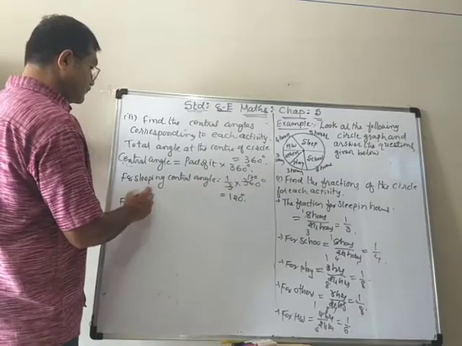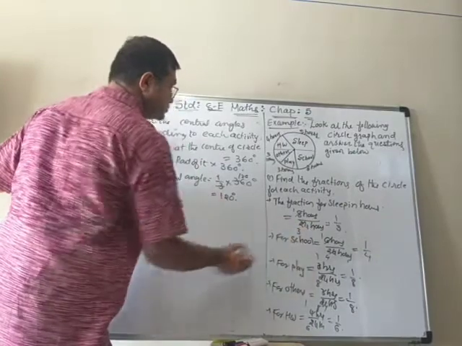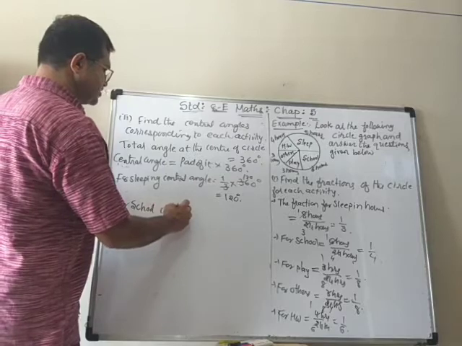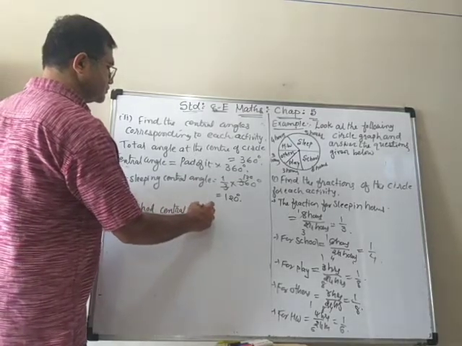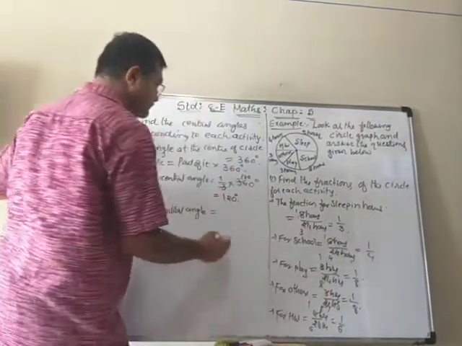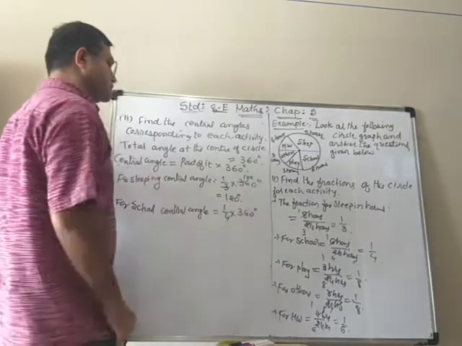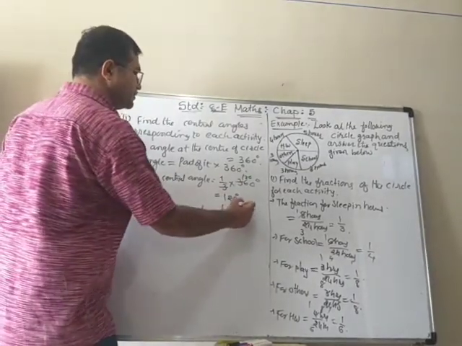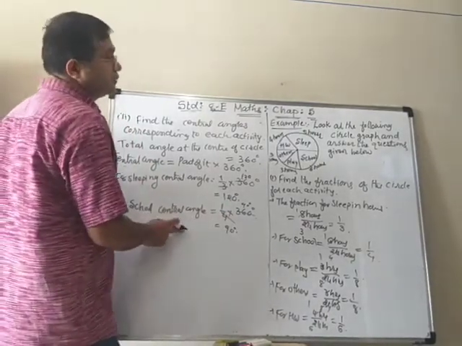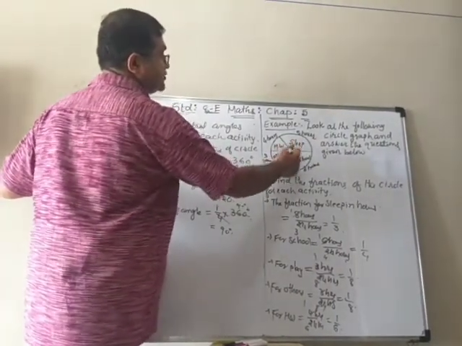Then for the next activity, that is the school. So for school, the central angle is equal to, so what is the part here? The fraction is 1 by 4. So 1 by 4 multiplied by 360, 4 9s are 36, so 90 degrees. So for the school, that must be a 90 degree angle. You can see that it is almost a 90 degree angle here.